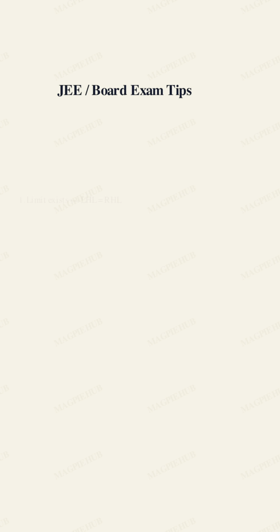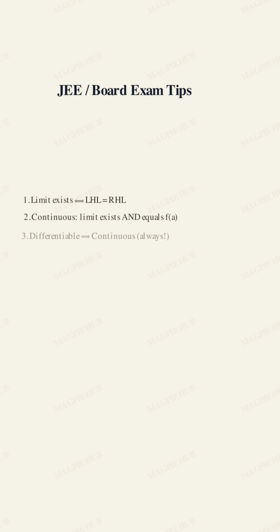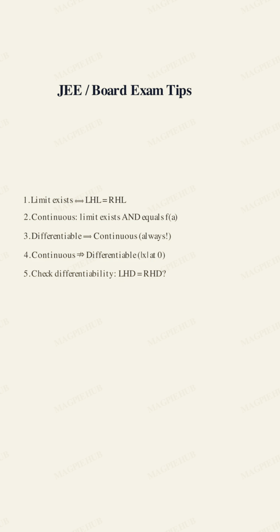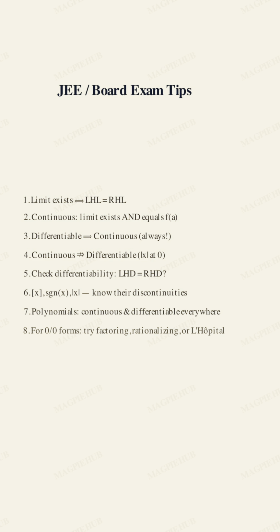Key exam tips. Limit exists if and only if left-hand limit equals right-hand limit. For continuity, the limit must also equal f of a. Differentiable always implies continuous, but not the other way around. To check differentiability, verify left-hand derivative equals right-hand derivative. Know the discontinuities of floor function, signum, and modulus by heart. All polynomials are continuous and differentiable everywhere, free marks. For 0 by 0 indeterminate forms, try factoring, rationalizing, or L'Hopital's rule.